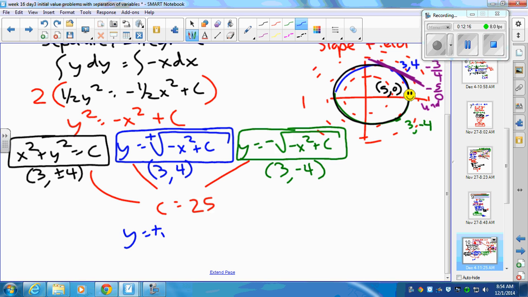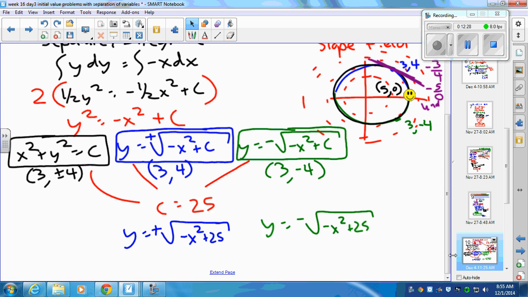But if you wanted a specific one like the (3, 4), you'd say y equals positive the square root of negative x squared plus 25. Okay? If you're doing the green one, you would have to say specifically negative the square root of negative x squared plus 25. The black one doesn't have a plus or minus in it because you never took the square root. So the black one, you would just be saying x squared plus y squared equals 25. But then when you tell me it is going through the town at (3, 4), you need to realize that's only the blue guy. Okay?